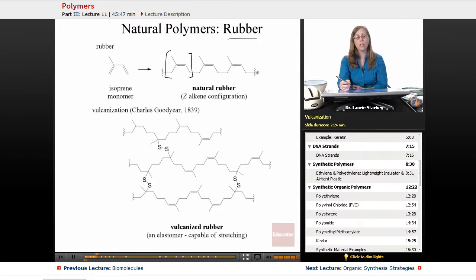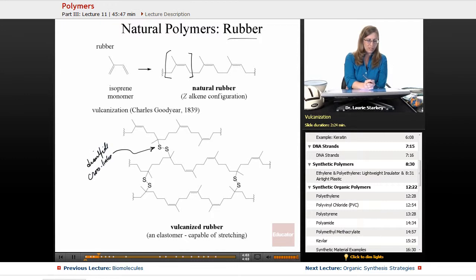Now, if we think of rubber like a rubber band, we know we can stretch that and it goes back to its original shape. Well, natural rubber doesn't do that. If you tear at the polymer chains, they'll just tear apart. There's nothing holding them together. But in 1839, Charles Goodyear discovered that he could do a process called vulcanization, where he could modify the rubber by reacting it with sulfur. What's formed here are disulfide cross-links.